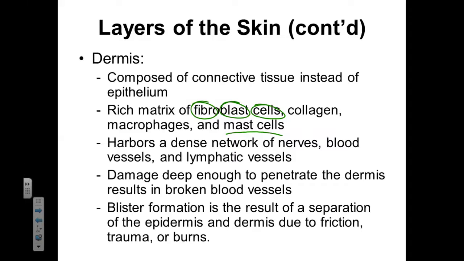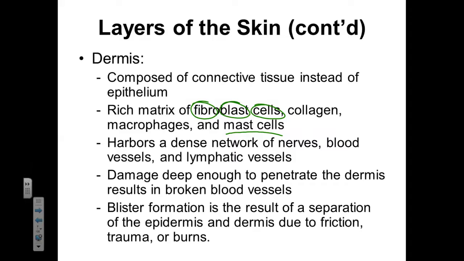If we damage our dermis, we're going to start breaking blood vessels. A big way we can differentiate between a superficial injury and a deeper injury is the presence of blood. If we cut ourselves and we start to bleed, we know that we've gone down into the dermis. Occasionally, you'll have abrasions or cuts that only go into the epidermis and don't go all the way down into the dermis.